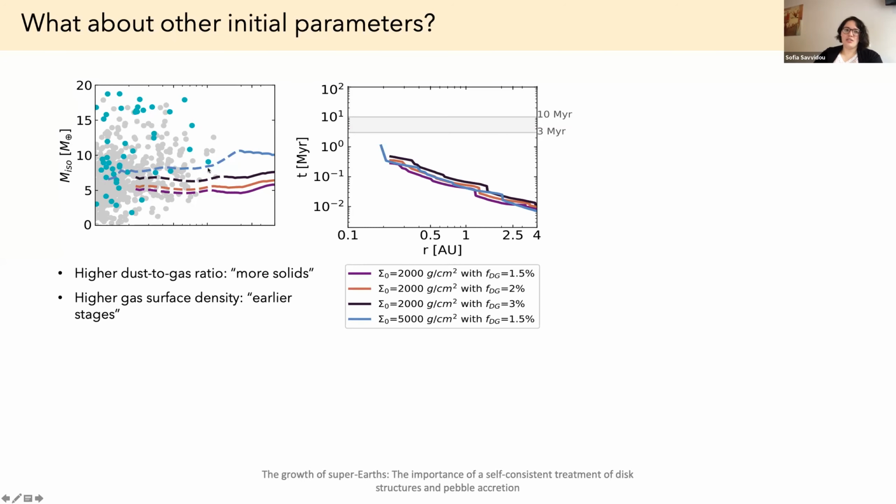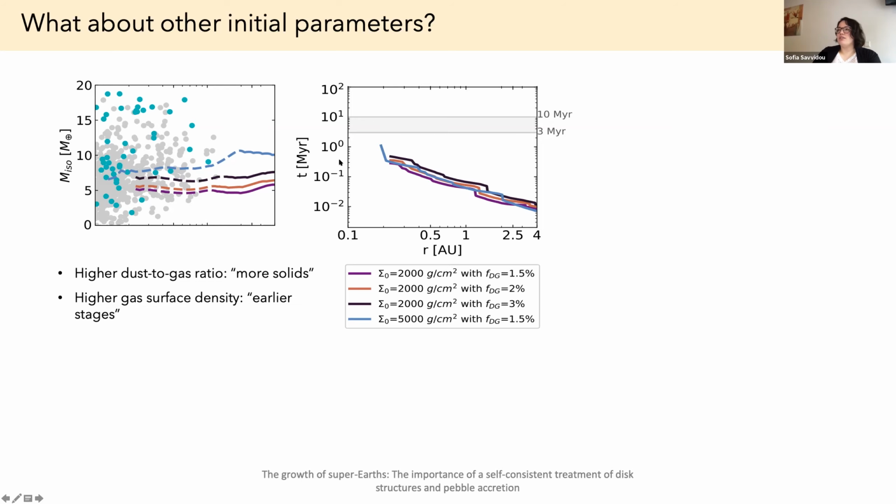Then we also tested higher gas surface densities, which would imply, very crudely, earlier stages of the disk evolution, so younger disks. There we can see a much better improvement, and we reach more than 11 Earth masses, especially in the outer disk. But we can wonder whether such high disk masses would actually be so common, for example when compared with the super-Earths we observe right now.